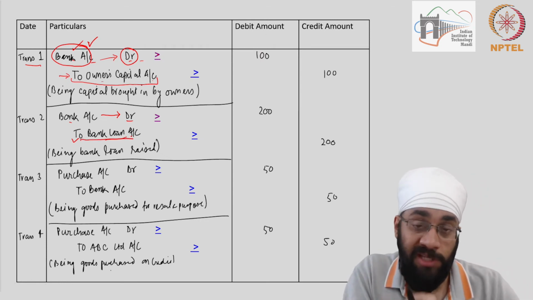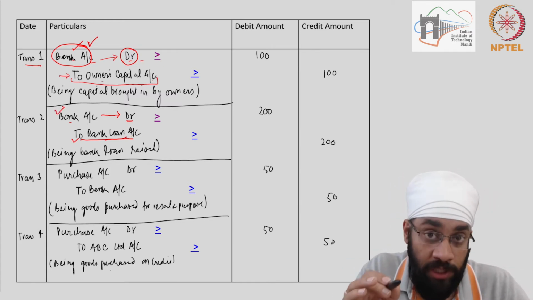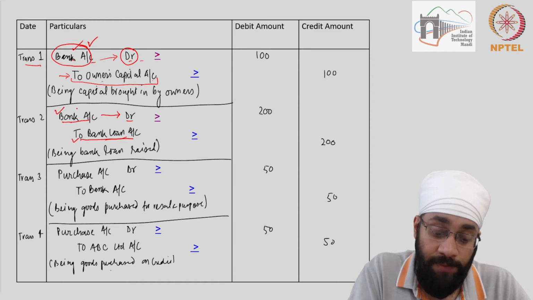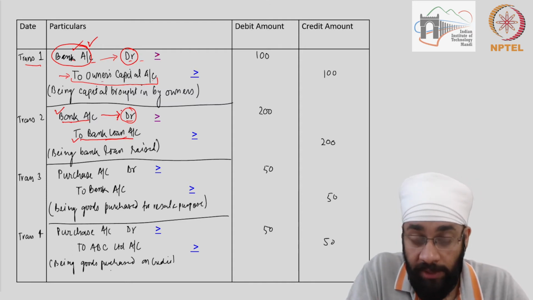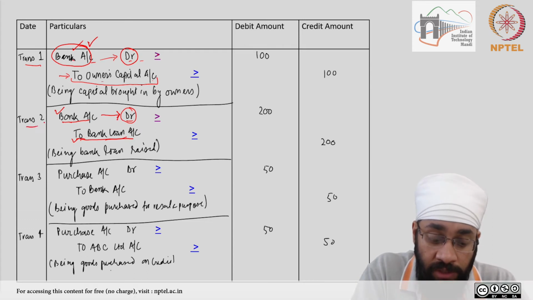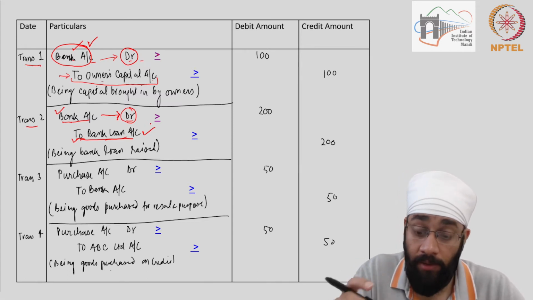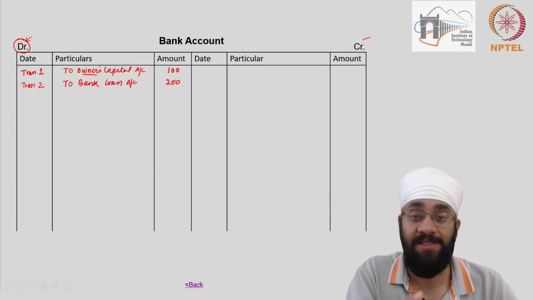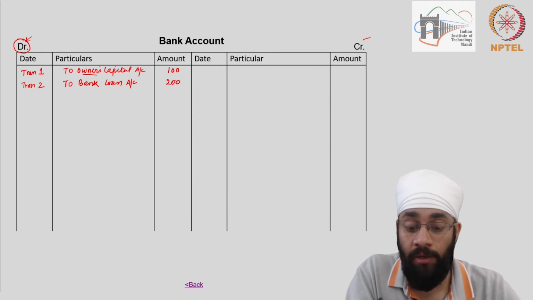I'm repeating it. The process of posting is as follows. Decide which account you are posting into. So the decision is that we are going to post into bank account. Now this bank account is being debited here. So the entry is telling us to go to the debit side of bank account. We do that. And then we write the transaction number or the date. And then we write the name of the other account, which is "to bank loan". Amount is 200, and this completes the second posting. We have posted transaction number 2 into bank account.